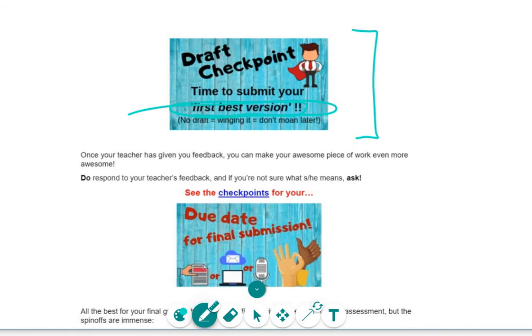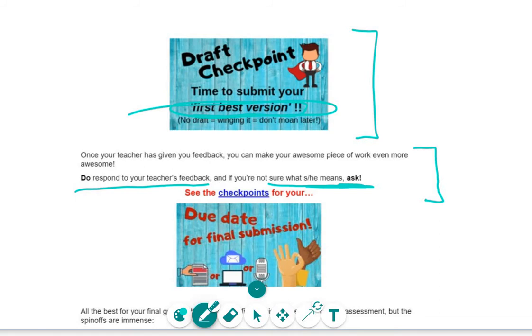Get it the best you can be, because the feedback your teacher gives you is the stuff that you can't do yourself. It's those things that you hadn't considered before. So I prefer to think of the draft as the first best version. Then when you do get that feedback, do respond to it. And if you're not sure what your teacher means, because sometimes we say things in teacher speak, then ask.